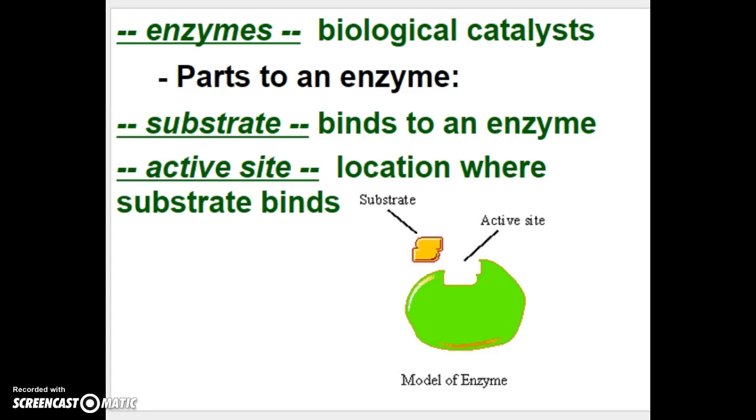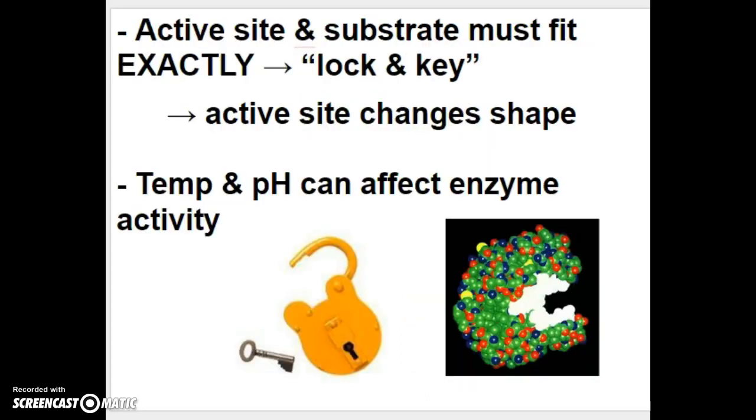So enzymes are made of two parts. They're made of the substrate and the active site. And those two pieces, once they come together, will lower the activation energy to get the chemical reaction started. That active site and substrate have to fit together exactly. It's almost like a lock and a key. Every active site has a substrate key that will open it. Just like a lock, once those two pieces come together, then the lock opens or the chemical reaction happens.